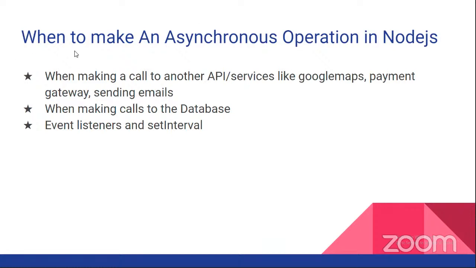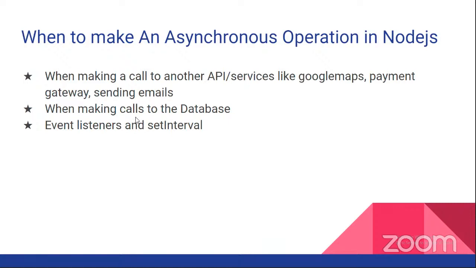So when do we make asynchronous operations in JavaScript? We can make asynchronous operations when we are waiting, when making a call to an API service, for example Google Maps, a payment gateway, or when we are sending email. We need to be able to tell our operation to wait before getting a result: has it been resolved? Is it successful? Does it fail? If it's successful, we return something. If it fails, we return something.